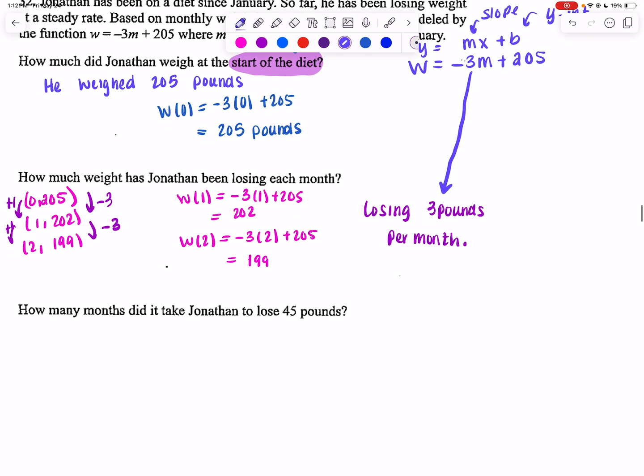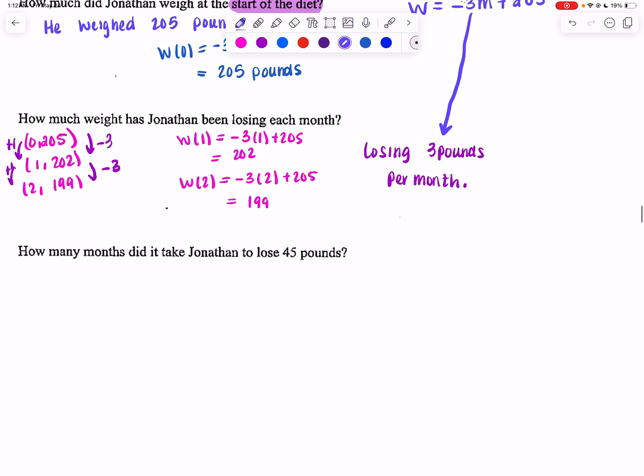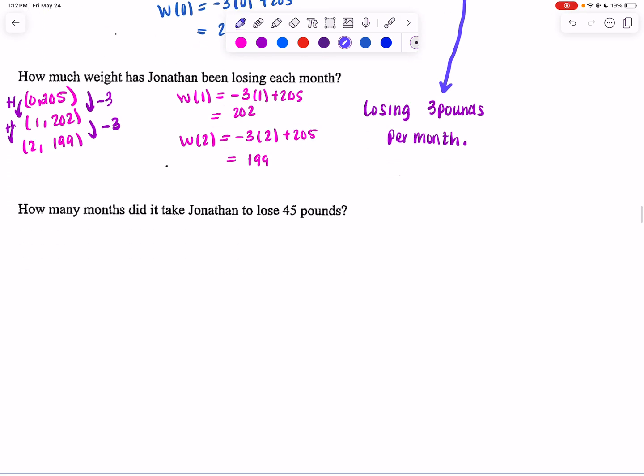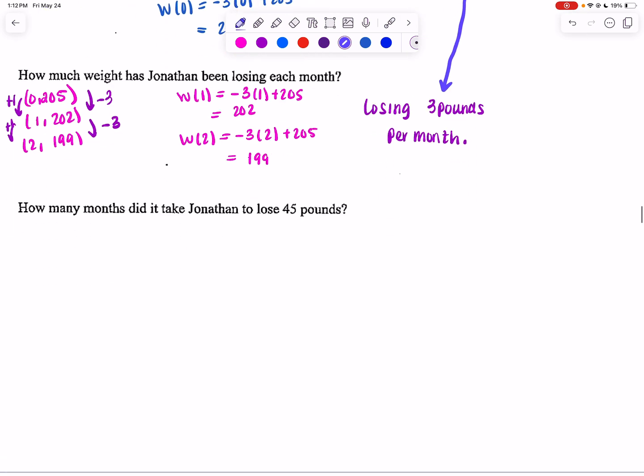We don't have to do all this algebra. Now for part C, it says, how many months did it take Jonathan to lose 45 pounds? All we've got to do is figure out what's 205 minus 45, because we need to figure out what the weight is when he loses 45 pounds.